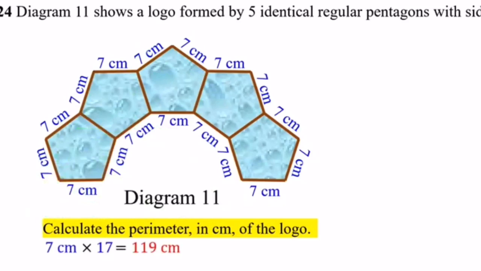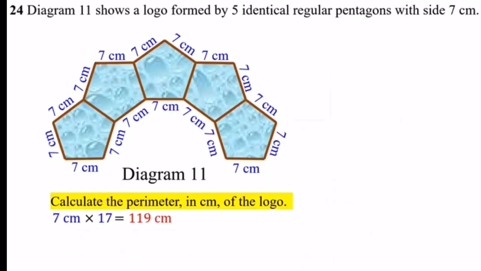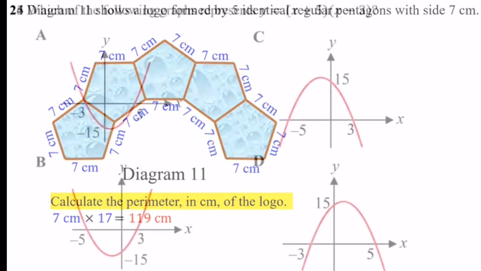Are you getting this answer? I'm sure you will get the answer, right? Everyone can do well for the perimeter of the pentagon. Good job. So let's proceed to the next question. Actually maths is easy, it's just that you need to be more careful. Alright, so next diagram.